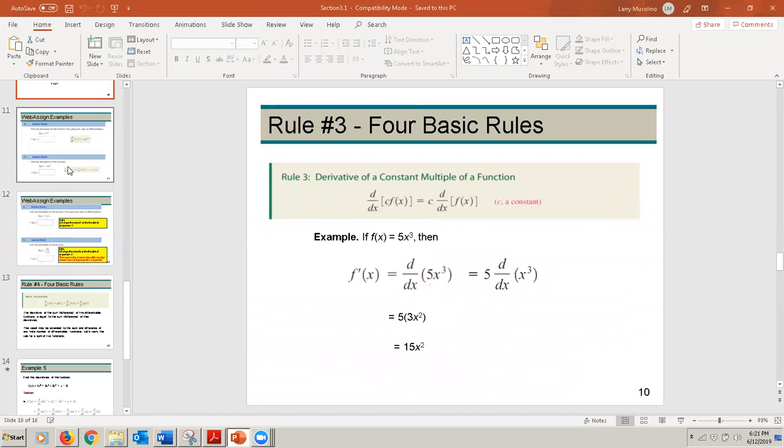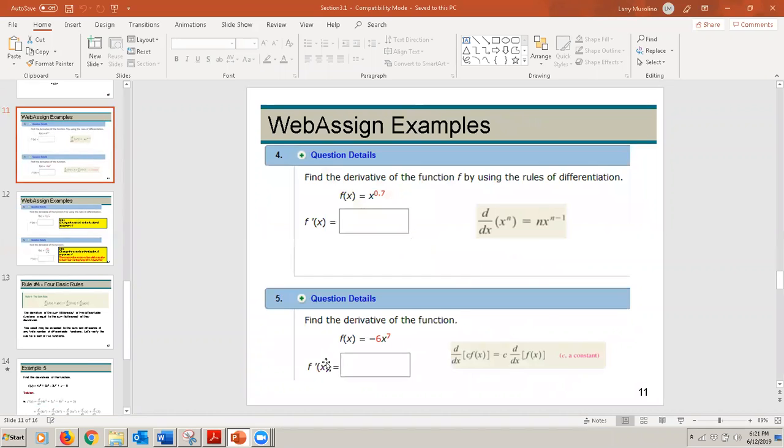Let's do a couple more WebAssign examples. Now, this power rule applies no matter what the exponent is. The exponent could be a negative number. The exponent could be a fraction. The exponent could be a decimal. This rule would still apply.